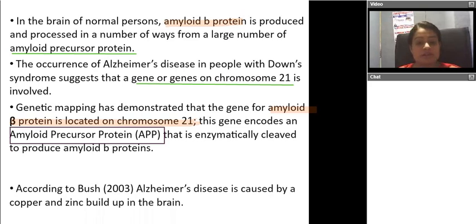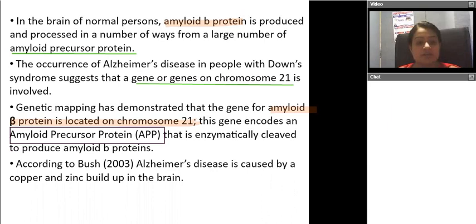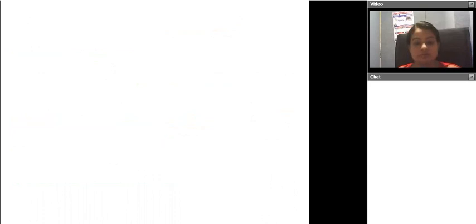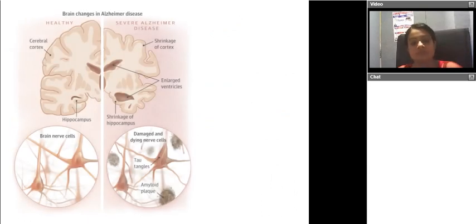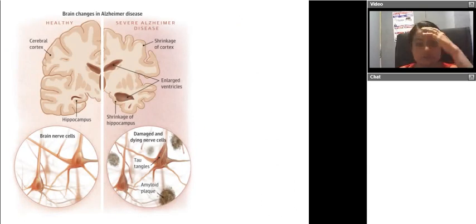In Alzheimer's disease, there is a zinc buildup in the brain along with deposition of copper. As we can see in the image, the brain changes in Alzheimer's disease. This is the normal cortex, while the cortex of Alzheimer's patients shrinks in size. Their ventricles are enlarged, and the hippocampus is also shrunken.